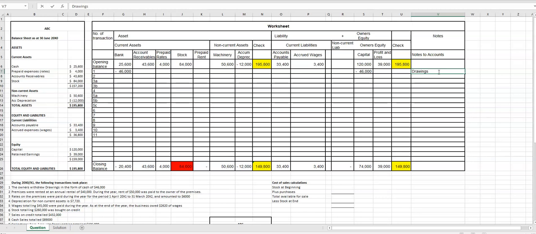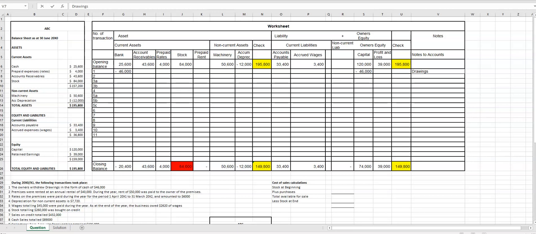Now's a good time to check whether we're still in balance or not. So looking at our yellow boxes down here, so this was our opening position. You can see I've entered in those two transactions and we're still in balance. So things are going great. Let's look at our second transaction.